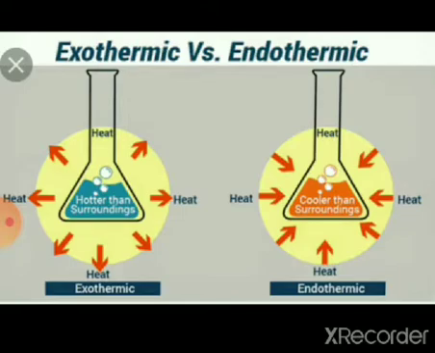A reaction in which heat energy is released along with the products is known as an exothermic reaction. See the diagram given on the left side. The arrows are pointing outwards, which means heat energy is released. Therefore, it represents an exothermic reaction.